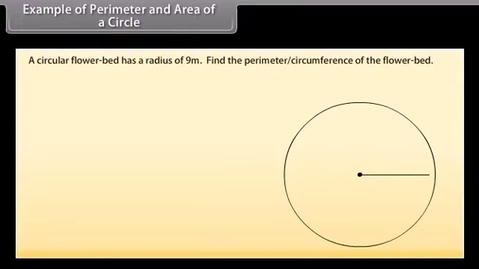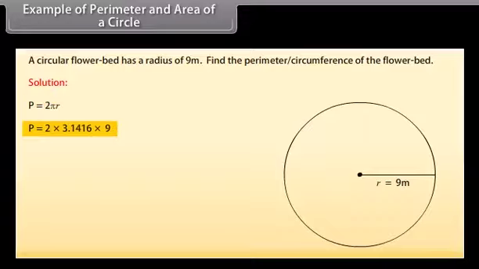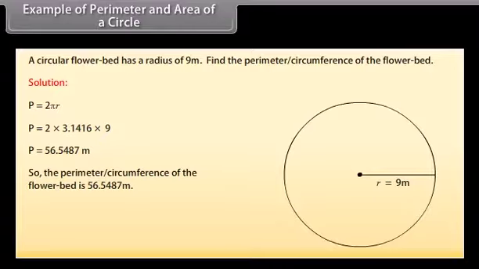Example 1. A circular flower bed has a radius of 9 meter. Find the perimeter or circumference of the flower bed. Solution. We know that perimeter P is equal to 2 into pi into r. Substituting the values, we get P is equal to 2 into 3.1416 into 9, which is equal to 56.5487 meter. So, the perimeter or circumference of the flower bed is equal to 56.5487 meter.